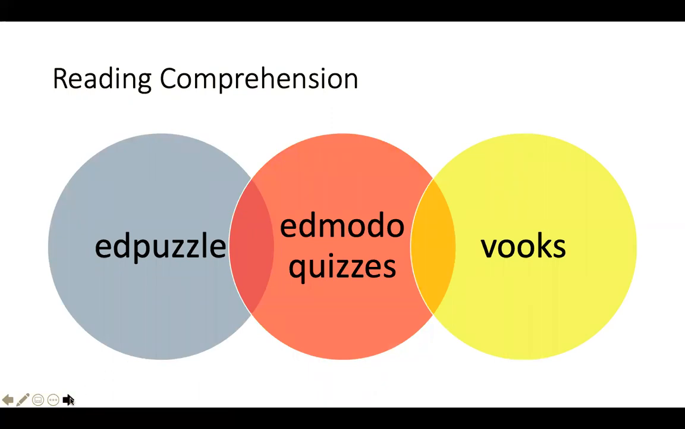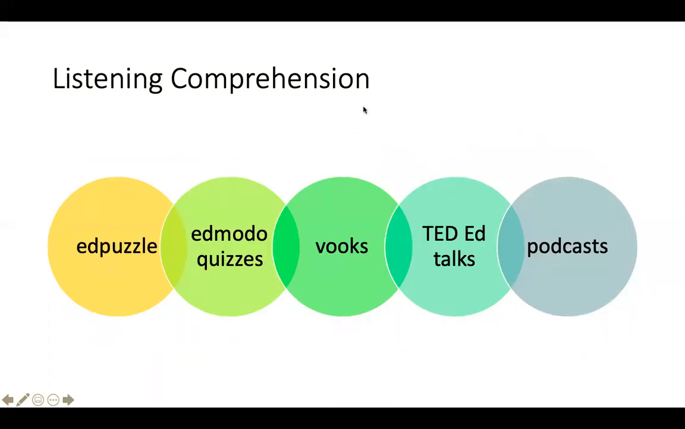Of course, for higher levels, you can upload an article or a part of a text, and you can create an Edmodo quiz with questions on it. Listening comprehension: Edpuzzle again, Edmodo quizzes, Vooks, TED Talks, amazing, and they can do them very easily, and podcasts. I'm planning to upload for my advanced learners, my deeper learning learners, a podcast by Sam Harris. I will ask them to listen to it in their own time, and then I will give them an Edmodo quiz with questions on the podcast.